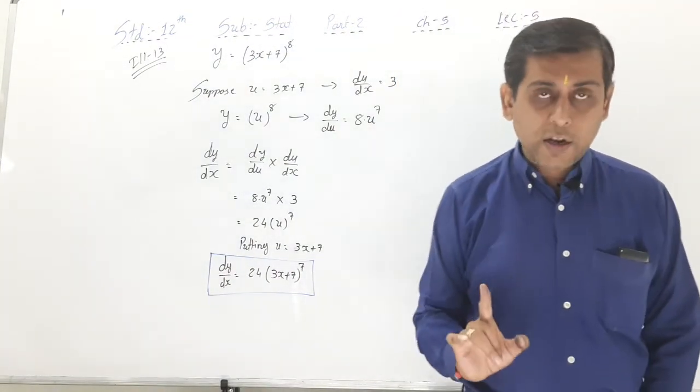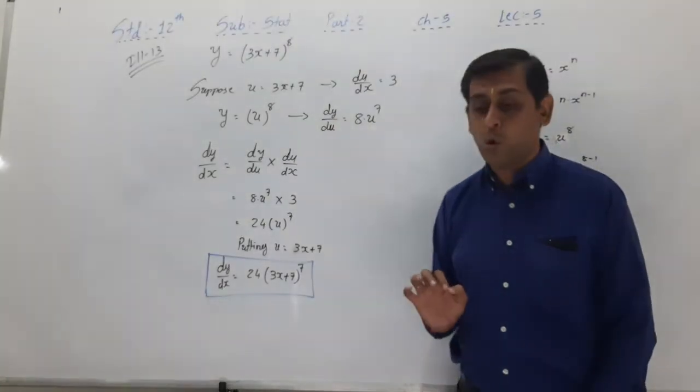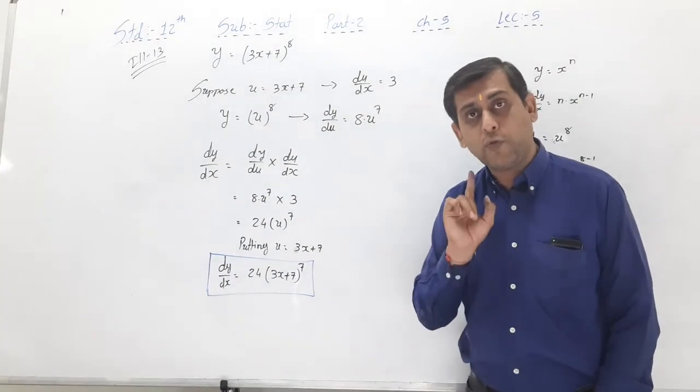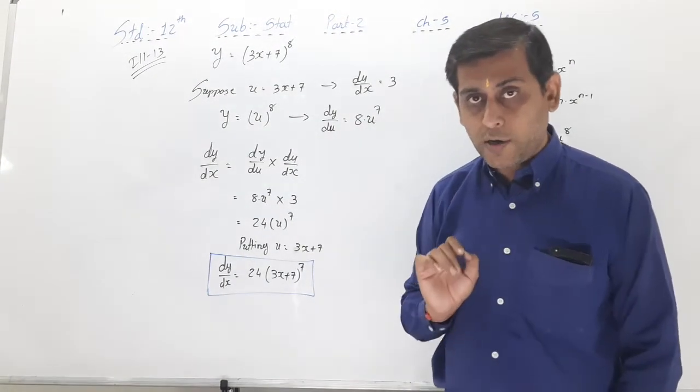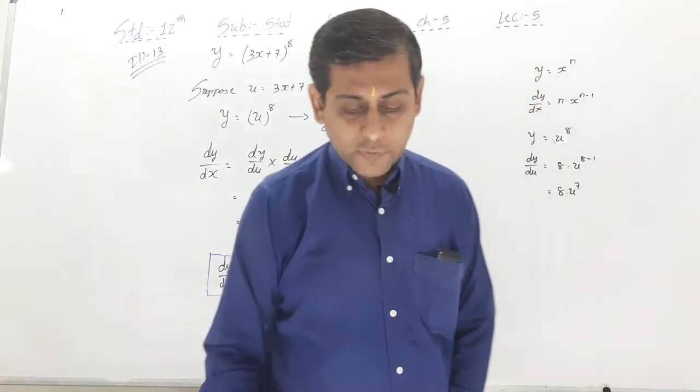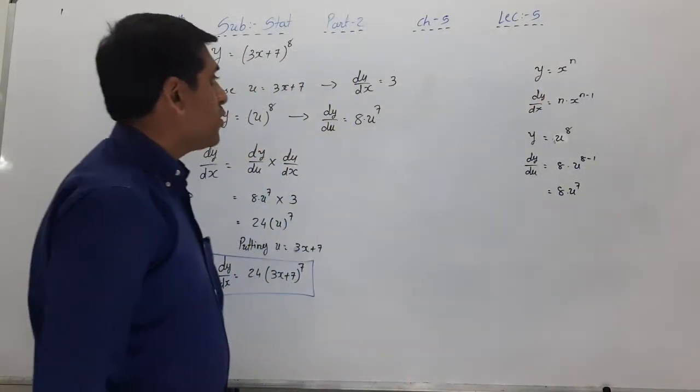So here illustration number 13 is over. That is chain rule first sum is over here. So first of all, write down this chain rule first sum.